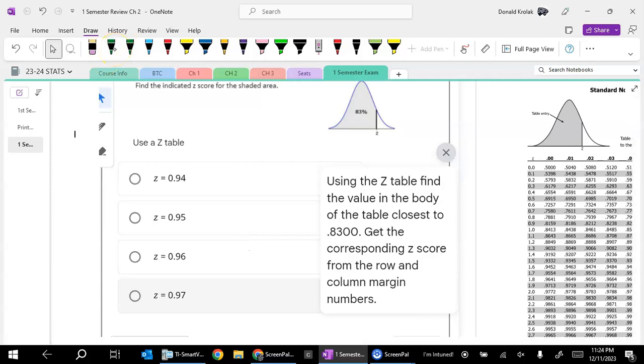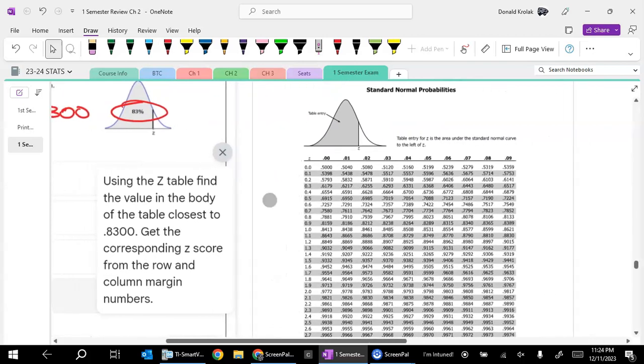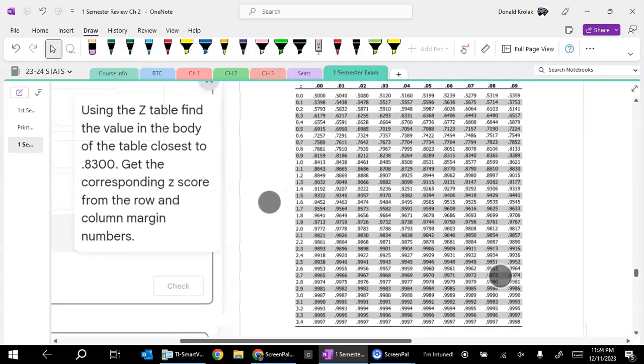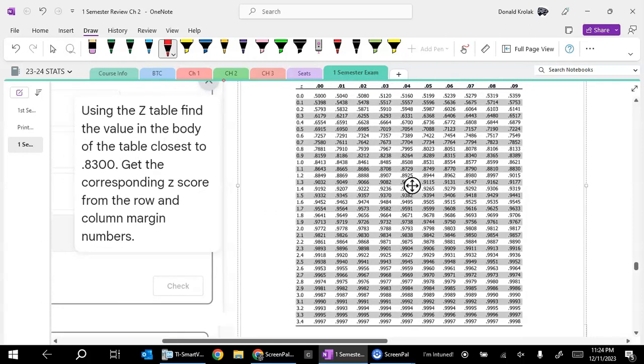All right, find the indicated Z-score for this area. So that area, 83%, that's the same as 0.8300. Since this is more than 50%, I'm going to go to my positive Z table, and I'm going to find the value in the body that is closest to 0.8300.